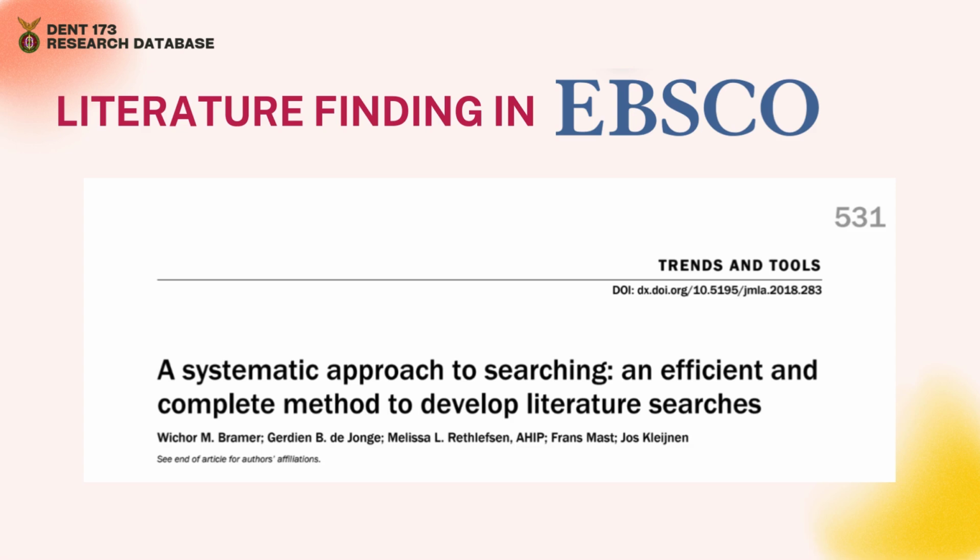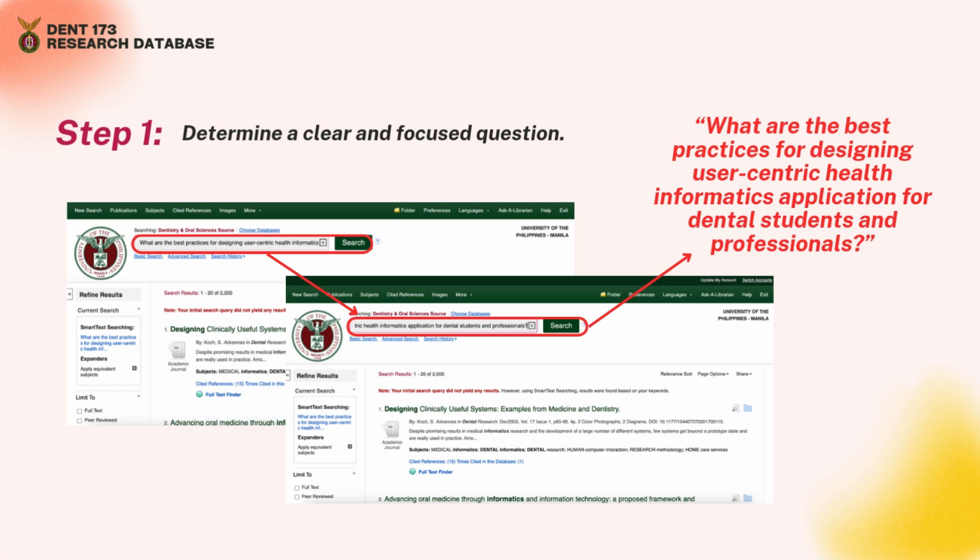Now that we already know how to navigate the EBSCO DOSS database and how to use the UPM VPN, we can now use it in searching and developing our RRLs for our proposal project. As recommended in the study entitled A Systematic Approach to Searching: an Efficient and Complete Method to Develop Literature Searches by Bramer et al., there are 15 steps that can aid in the systematic search strategy of research databases. Following along, here is how our group made use of the 15 steps and the results we yielded in developing our proposal's prospective RRLs. The first step in literature finding in EBSCO through the systematic approach is to determine a clear and focused question.